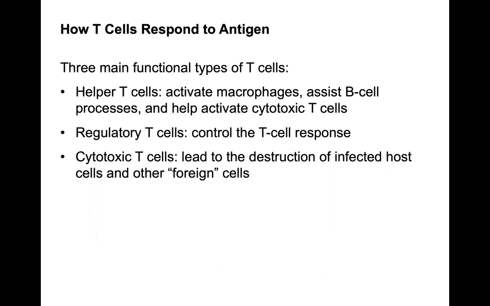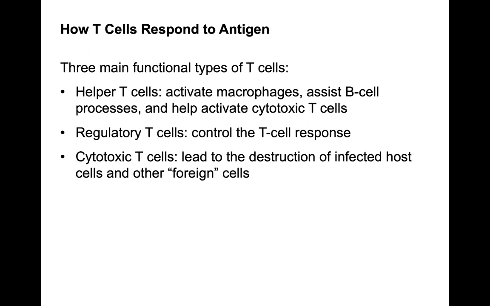So how do T cells respond to an antigen? There are three main functional types of T cells. You have helper T cells, which will activate macrophages, assist B cell processes, and help to activate cytotoxic T cells. Helper T cells really are the primary controller of our immune response. HIV does attack our helper T cells.